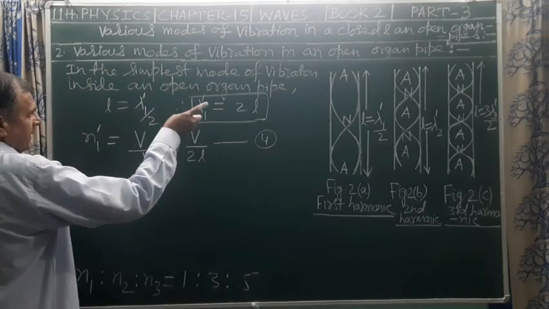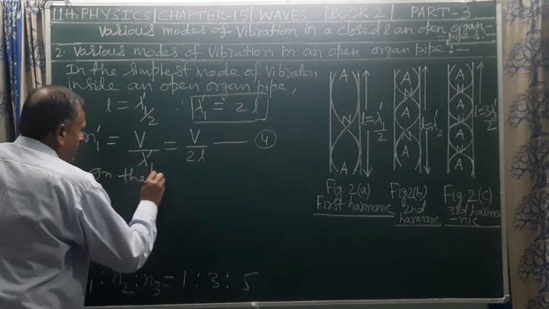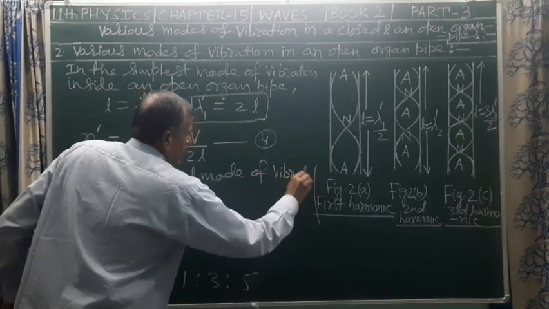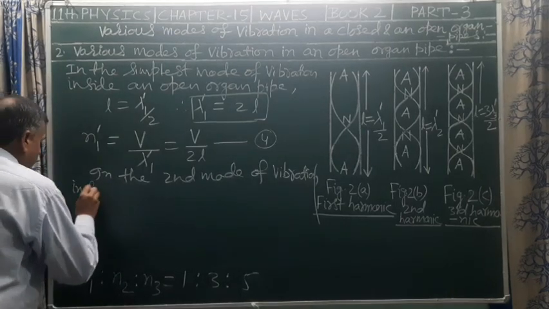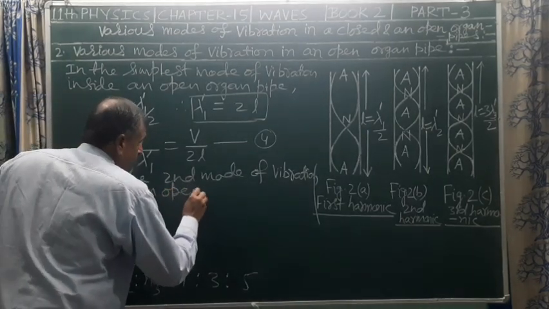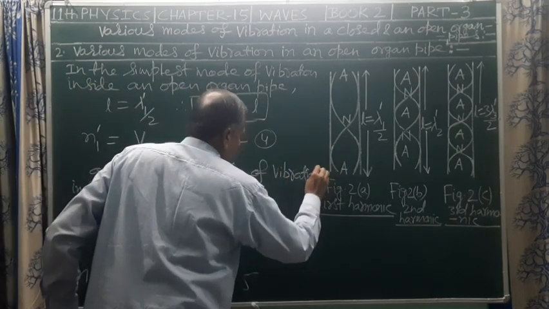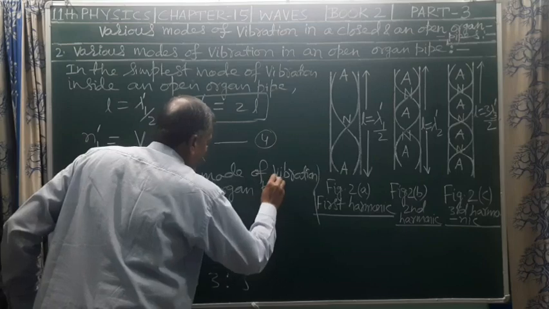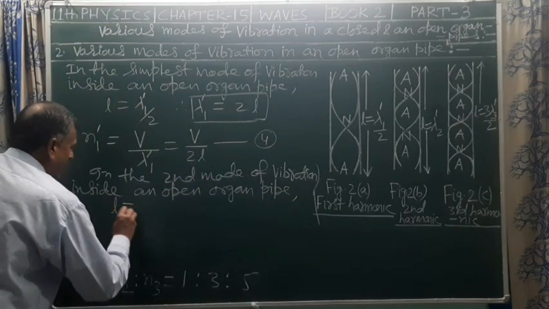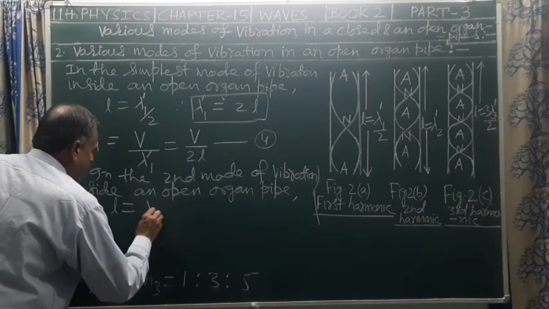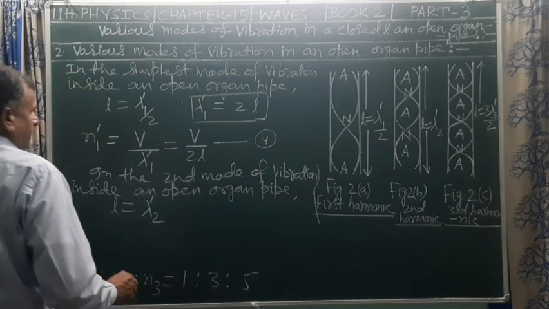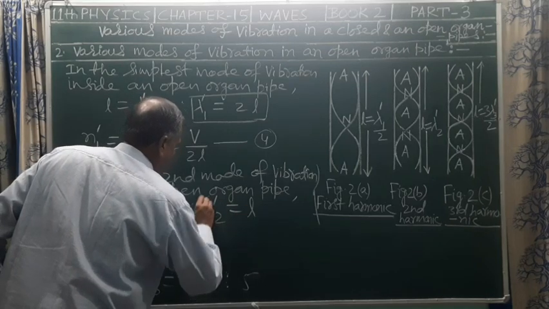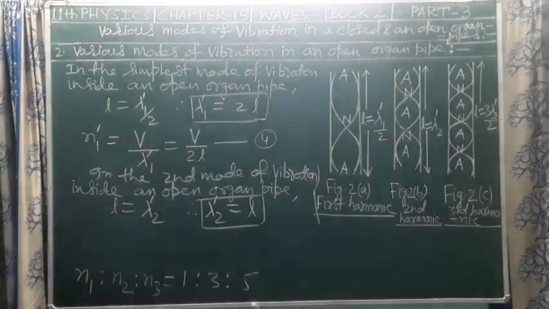So write down, in the second mode of vibration inside an open organ pipe, we have the length of the tube L equals λ2'. The total length of the tube is λ2', L is equal to λ2'. Therefore λ2' can be written as equal to L. That is, λ2' is equal to L.